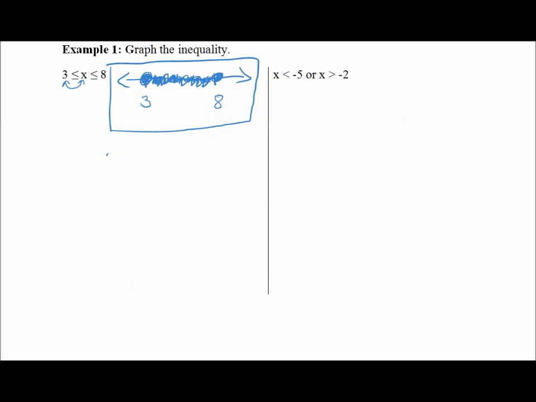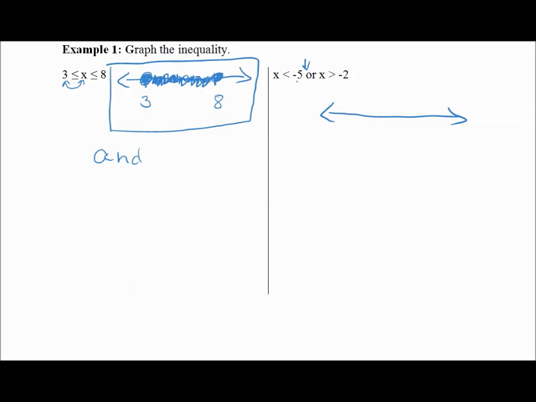I will call this one an and inequality. The next one is an or inequality, and you see plain as day it has the word or in it. So when I get ready to graph it, I just graph them both, one at a time.